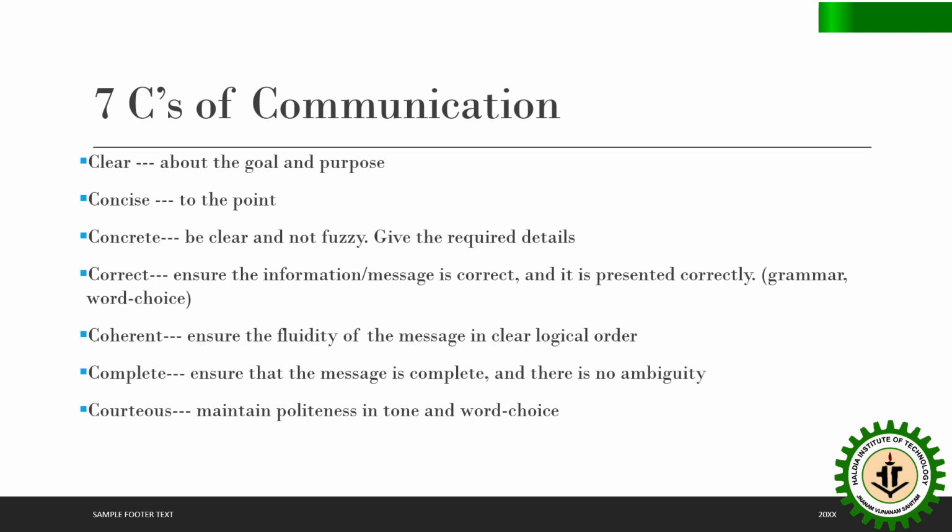Hence, in order to develop our communication skills in a very effective way, we have to take care of the 7 C's of communication. And they are clear. We have to be very clear about the goal and purpose of our communication. We have to be concise, that is to be to the point. We have to be concrete, very clear, and not ambiguous or fudgy, and give as much detail as is required. Not too much detail. Too much detail can sometimes hamper our listening.